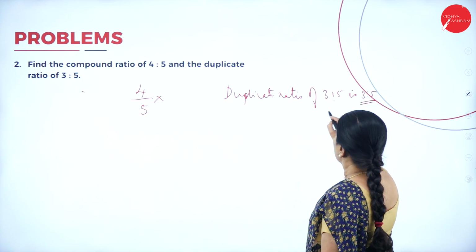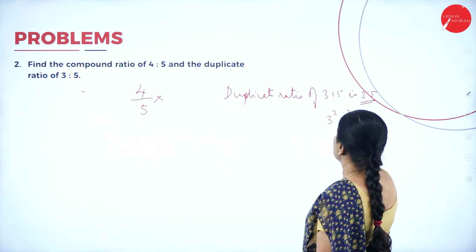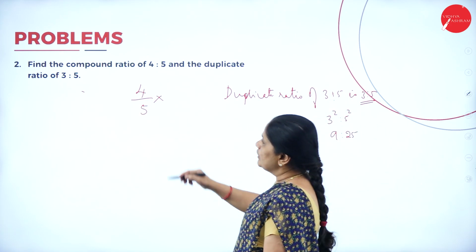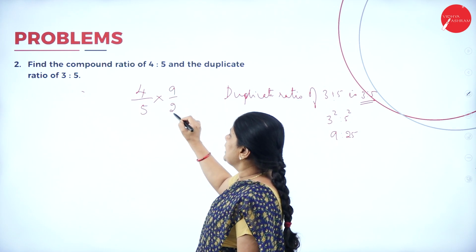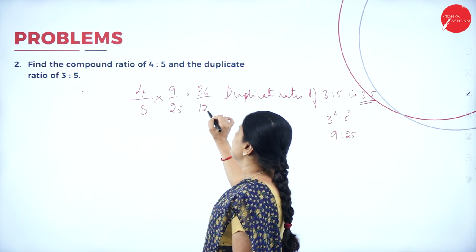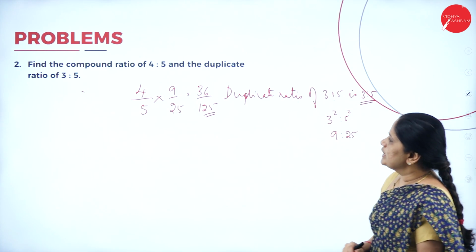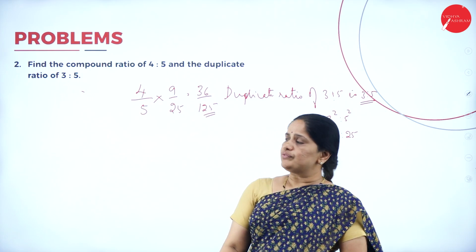So, when I write the duplicate, it becomes 3 square equals 5 square, that is 9:25. Now, I have to compound this. 4 by 5 into 9 by 25. 4 9s are 36 divided by 125 is the answer. So, find the compound ratio of 4:5 and the duplicate ratio of 3:5.